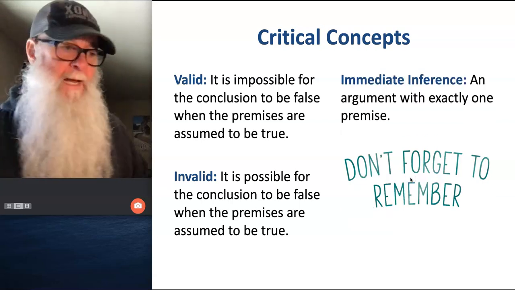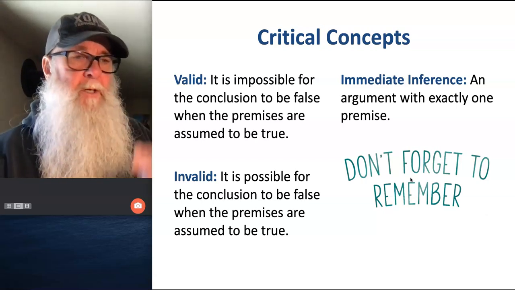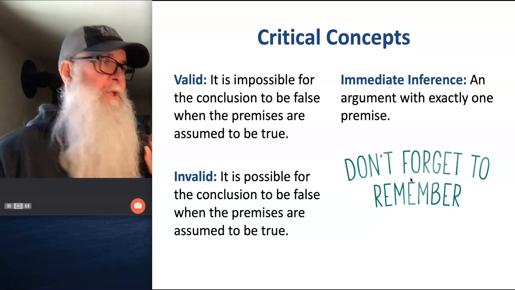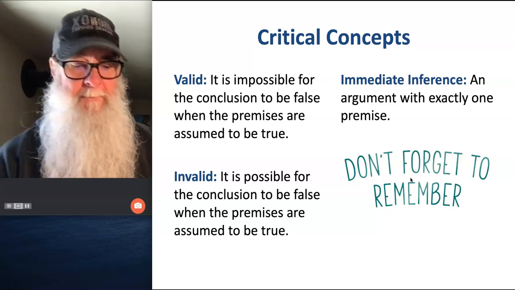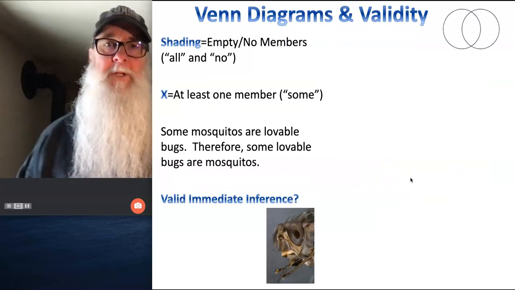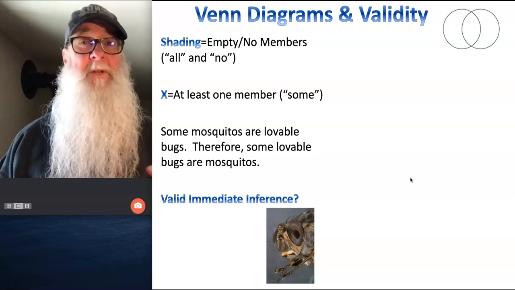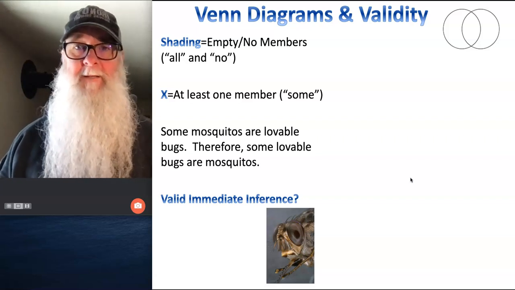Okay? Now, the first kind of argument that we're going to look at are called immediate inferences, standard form categorical immediate inferences. And all that means is it's an argument that has exactly one premise. We can jump immediately to the conclusion from that premise, an immediate inference says. All right, so let's look at how we use Venn diagrams to determine whether or not these immediate inferences are valid or invalid.